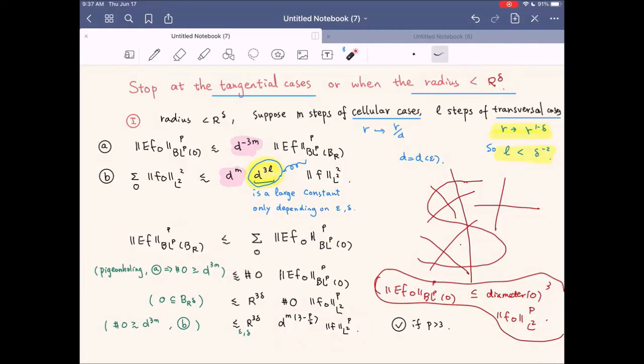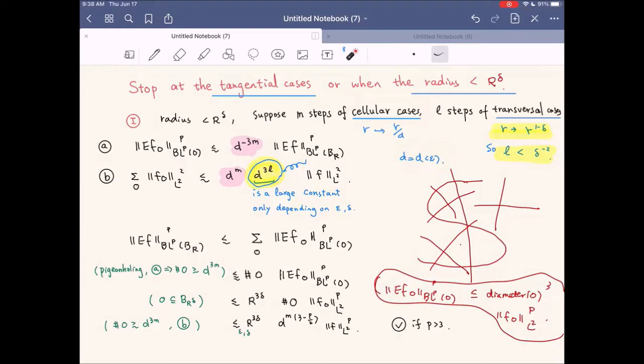So roughly speaking, the reason that m can be really large but l not so much is because you gain, the change in R is so much bigger in the transversal case? So the reason is that in the transversal case, we have reduced our radius from R to R to the 1 minus delta. That's a lot. But in the cellular case, we reduce the radius by a factor of d, where d is just a constant depending on epsilon. Okay, very interesting. Thank you for your question, Olivia.